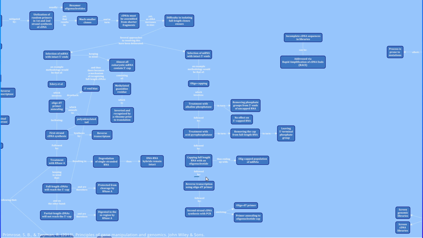And then this is followed by reverse transcription using an oligo-dT primer, which is then followed by second-strand cDNA synthesis with PCR using an oligo-dT primer and primer annealing to the oligonucleotide cap.